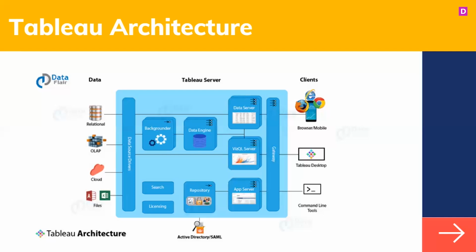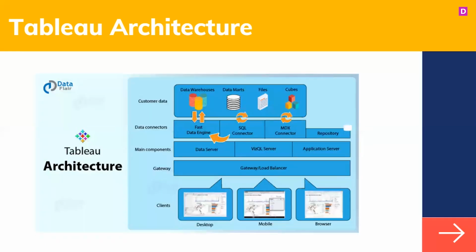So together, how will all of them work? Basically, it's a layered approach again. It is going to have a customer data layer, which is nothing but your data sources, which comes first. As you can see, warehouses are there, data marts are there, files are there, cubes are there, relational databases. All of these come in the first layer, which is your customer data layer.